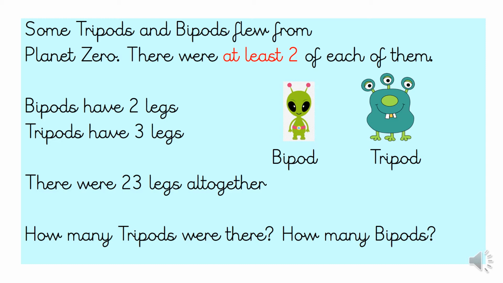Now we know at the top it says there were at least 2 of each of them. I've put that in red because you need to remember that. So there were at least 2 of each of these types of aliens, bipods and tripods. All together, in this spaceship there were 23 legs. What I'd like to know is how many tripods were there and how many bipods were there. Remember there were at least 2 of each of them, and all together there were 23 legs.